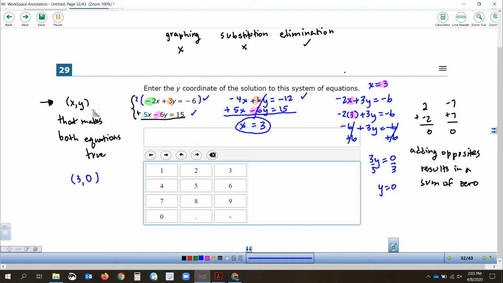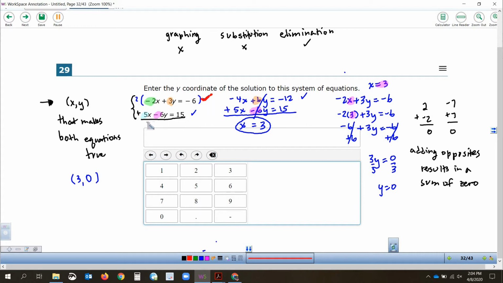And when we did that system problem earlier where we solved by graphing, I said one of the great things is we can always check our answers. Well, we can do that right here. Again, we just did it for this one, right? If we do negative 2 times 3, we get negative 6. 3 times 0 would be 0. And negative 6 plus 0 equals negative 6. So we just showed that it makes this first equation true.